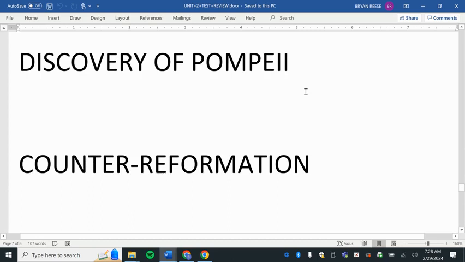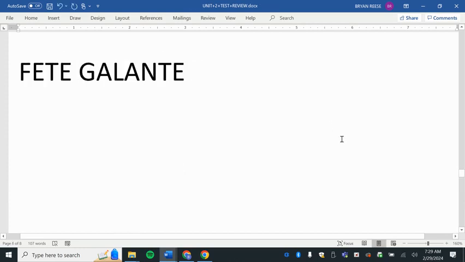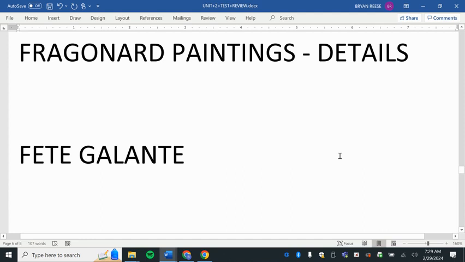What was the effect of the discovery of Pompeii on art? The term dal sotto in su is on the test. The term fête galante is on the test. Know the details of the Fragonard paintings. We discussed The Swing, and we discussed The Progress of Love.